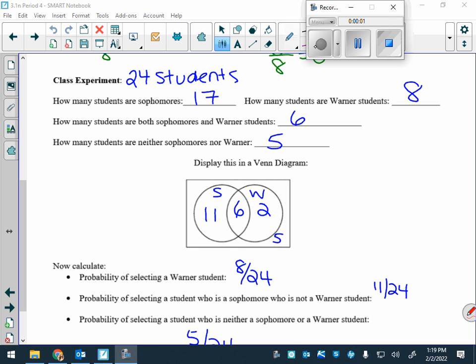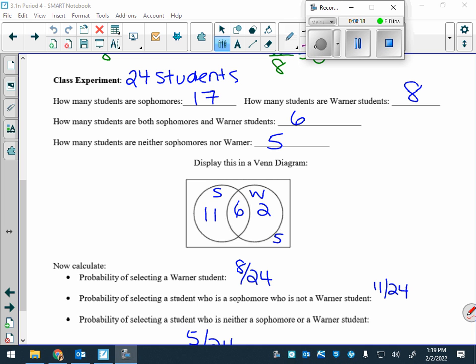Filling out the Venn diagram. Okay, we ended with filling out the Venn diagram. All right, and you guys did a great job with this. Today we are going to interpret and do more with Venn diagrams as well as two-way tables.